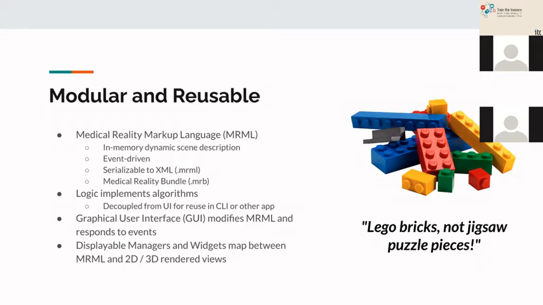When you put an MRML file and all the data together into a zip file, we call that an MRB, or a Medical Reality Bundle. So that's really just about data and describing the data. Then we use the term logic to describe manipulations of that data: transformations and algorithms. Those two pieces are purely invisible. They're just in memory and algorithms.